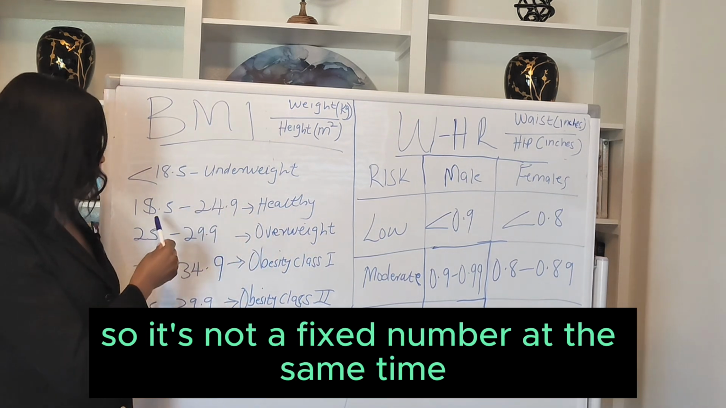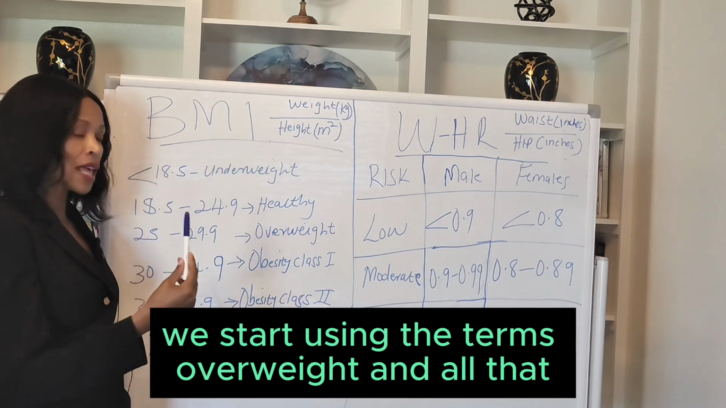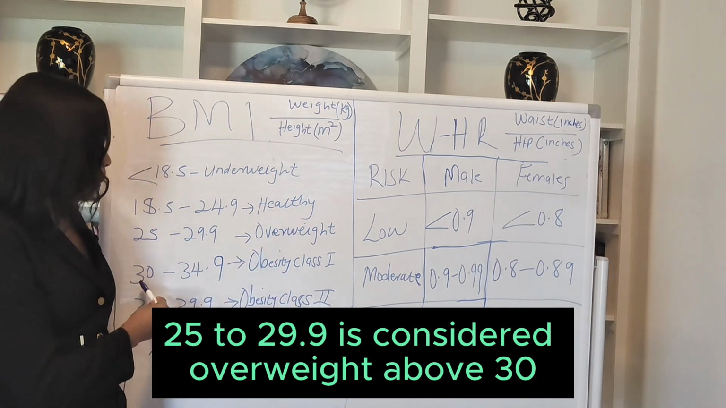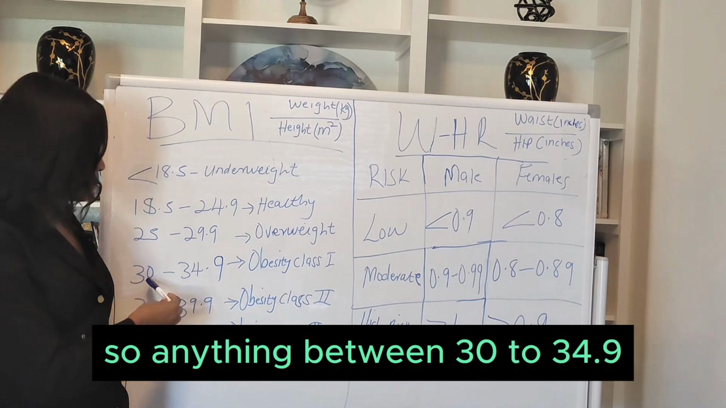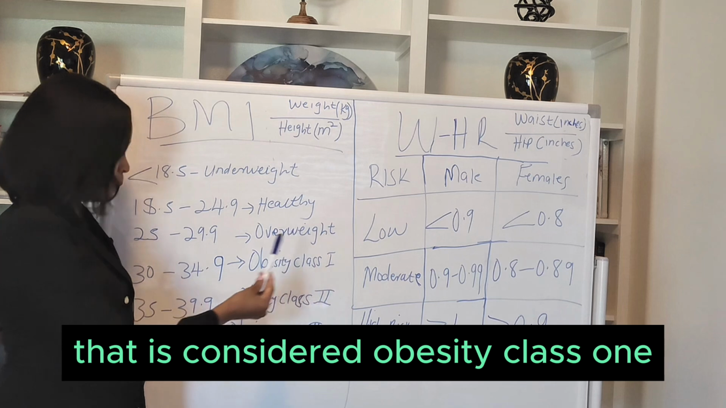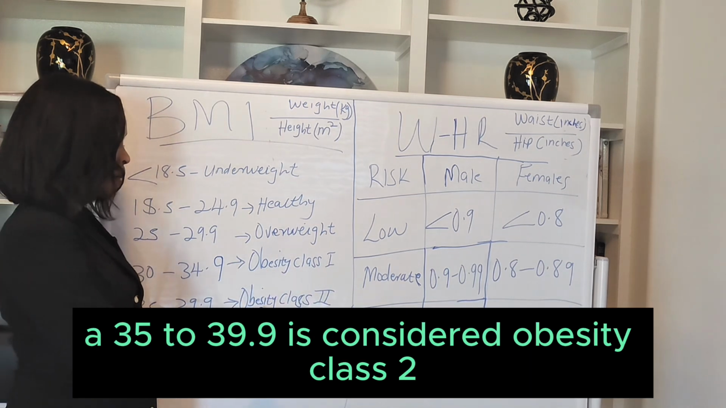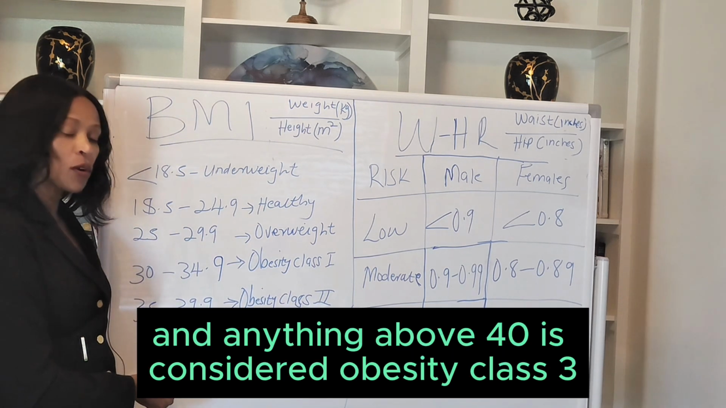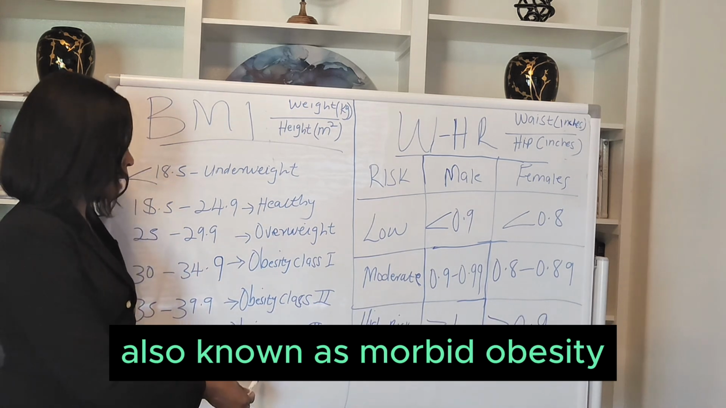At the same time, anything above 25, we start using the term overweight. 25 to 29.9 is considered overweight. Above 30, we start utilizing the term obesity. Anything between 30 and 34.9 is considered obesity class 1. 35 to 39.9 is considered obesity class 2. And anything above 40 is considered obesity class 3, also known as morbid obesity.